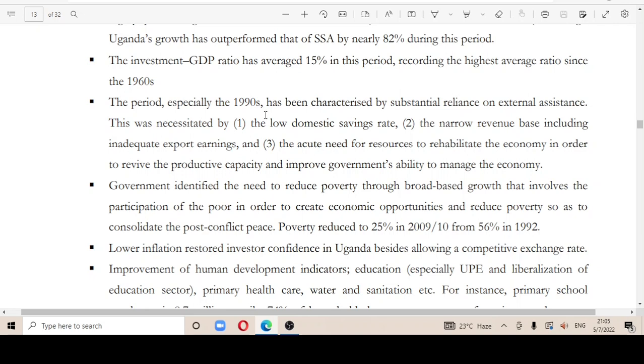substantial reliance on external assistance. This was due to the local domestic saving rate, the narrow revenue base, including inadequate export earnings and acute need for resources to rehabilitate the economy in order to revive the production capacity and improve government's ability to manage the economy.